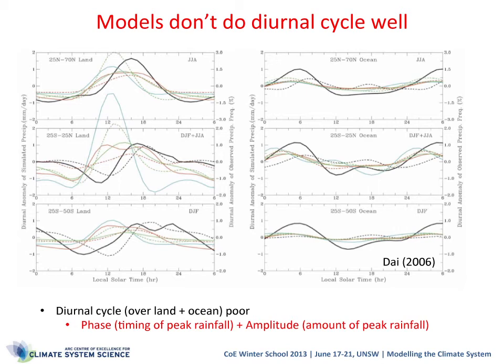The models don't do the diurnal cycle of rainfall very well. The black line is the observations by TRMM. And you see the spread in the models there basically tells you the diurnal cycle over land and over the ocean is poor. You have errors in the phase and also the amplitude of the rainfall.